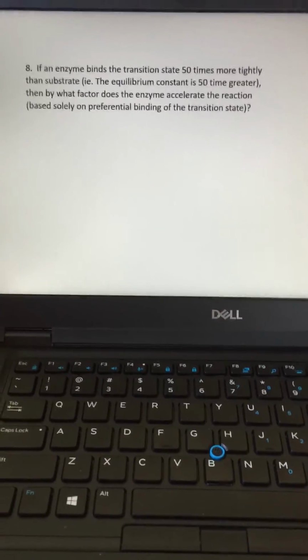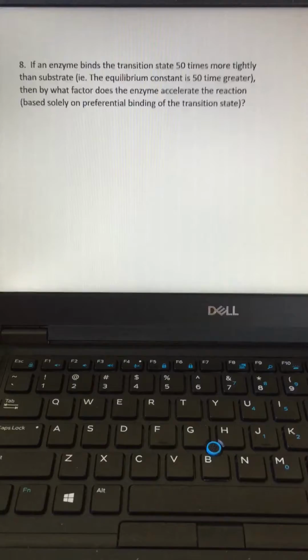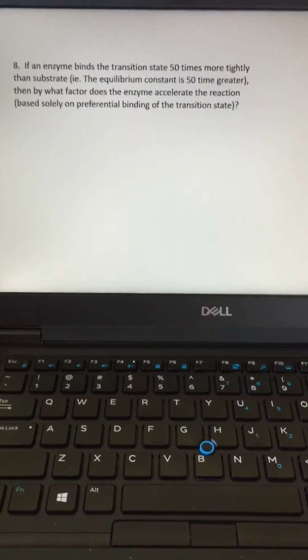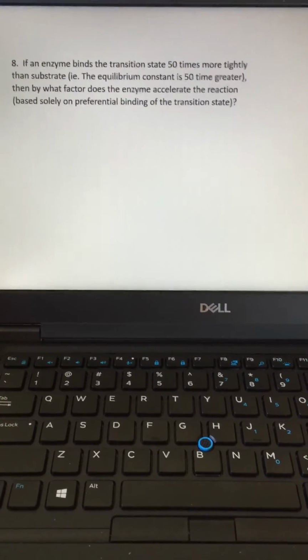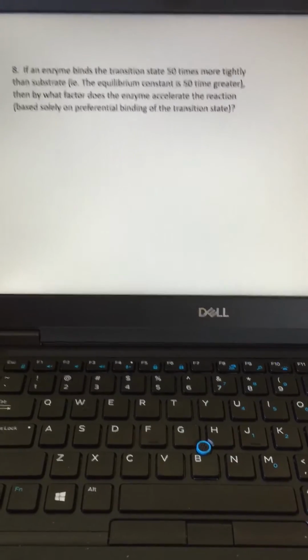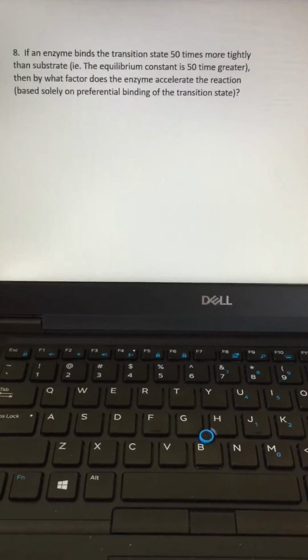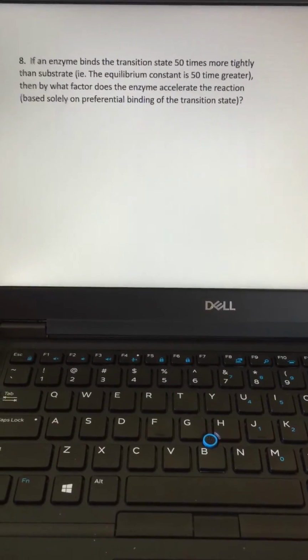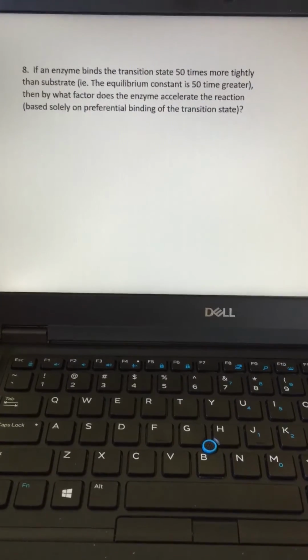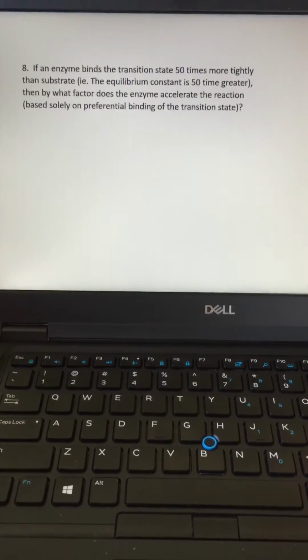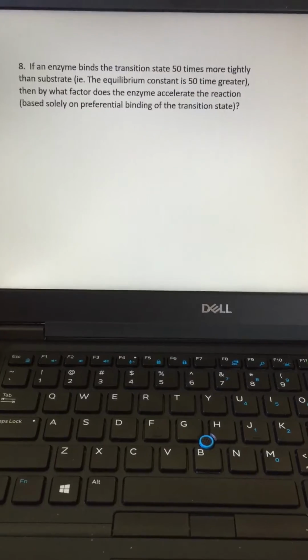Okay, so question number 8 on your homework assignment is, if an enzyme binds the transition state 50 times more tightly than the substrate, i.e. the equilibrium constant is 50 times greater, then by what factor does the enzyme accelerate the reaction? Based solely on the preferential binding of the transition state.